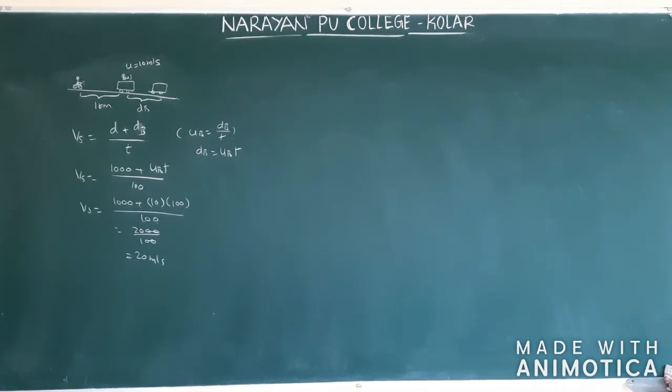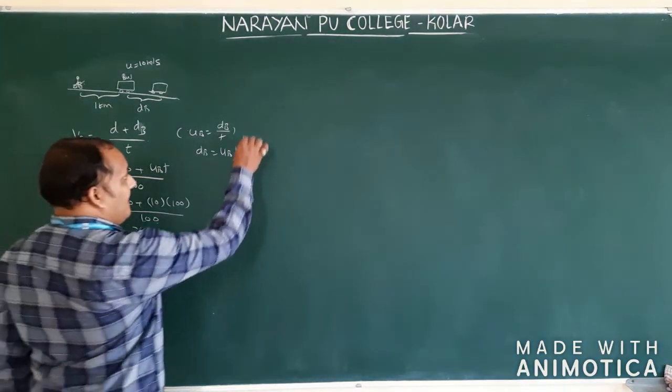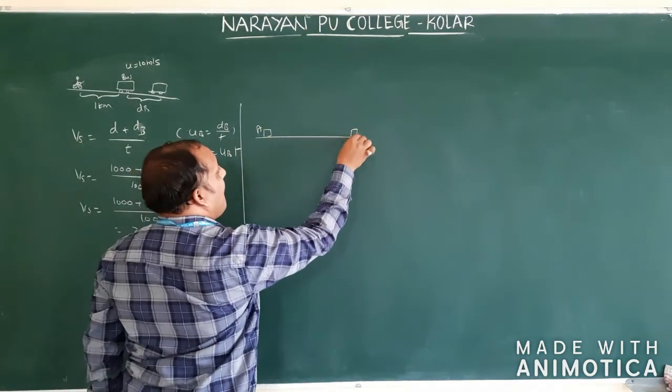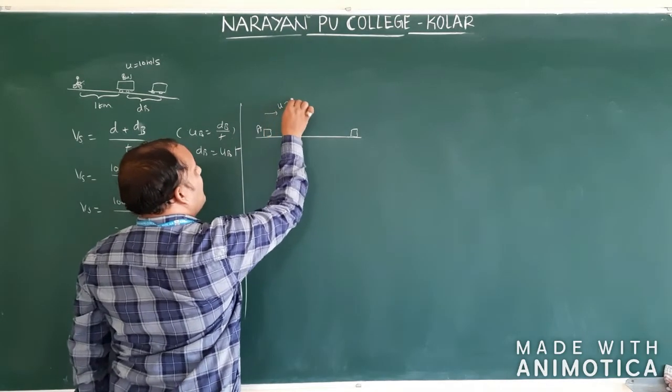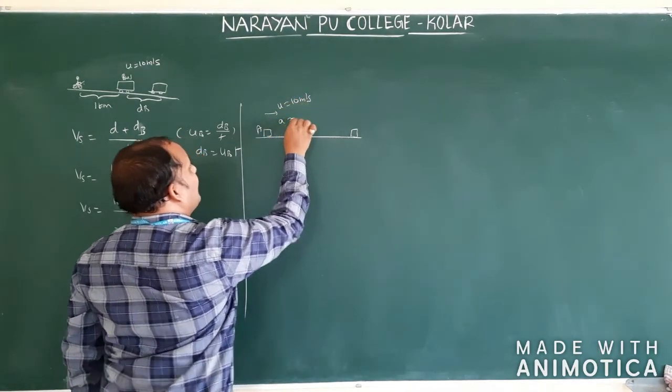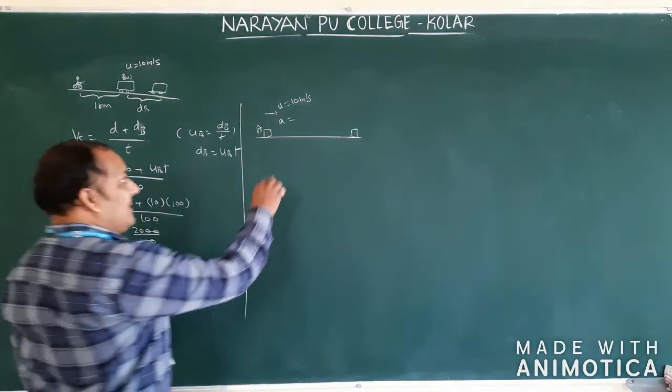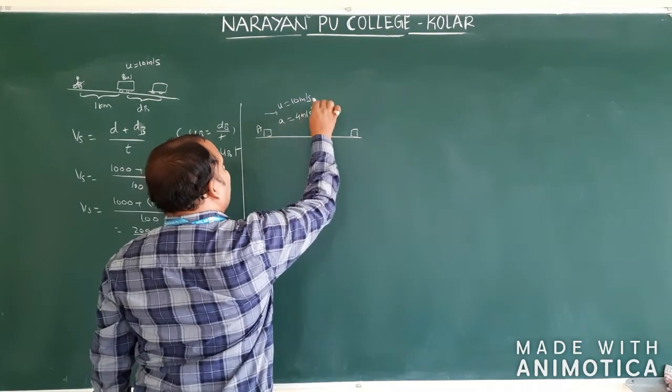In this they give one diagram. Consider the situation as shown in the diagram. What they are asking: after how much time will the blocks A and B collide? An accident will happen. This is the diagram they give. This is A, this is B. For A, u is equal to 10 meter per second, and a is equal to 4 meter per second square.